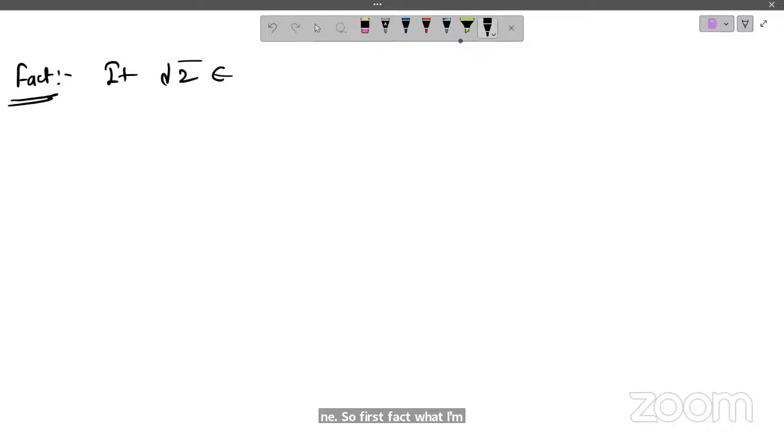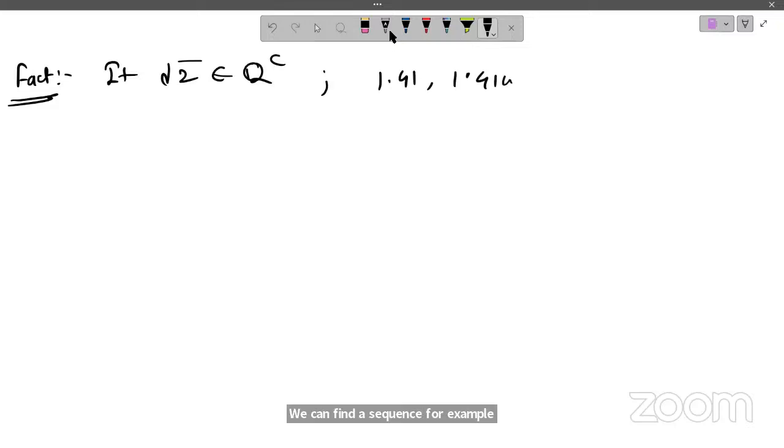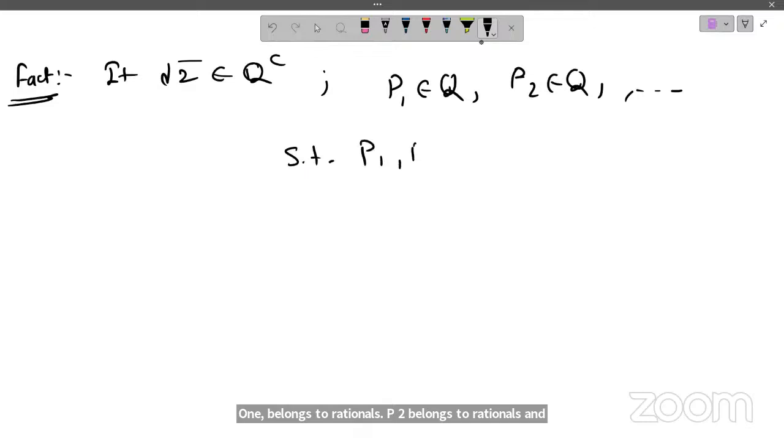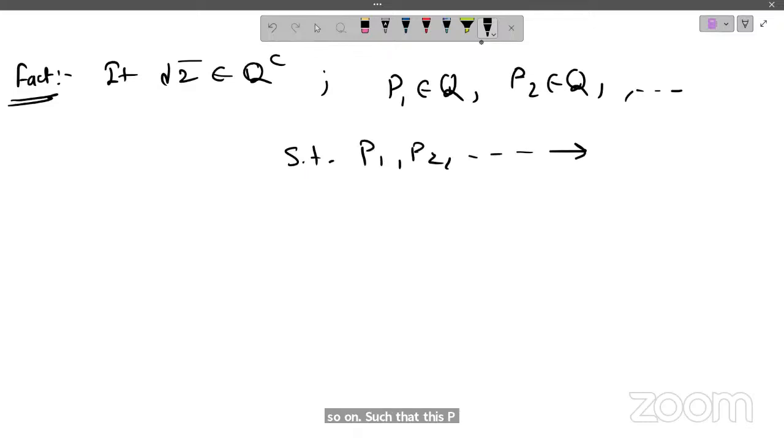Suppose you have root 2. You know root 2 is irrational, correct? So for root 2, we can find a sequence, for example 1.41, then 1.414 or something like that. I don't know exactly what it is. Something p1 belongs to rationals, p2 belongs to rationals, and so on, such that this p1, p2, p3, and so on will go to root 2. This fact you know?